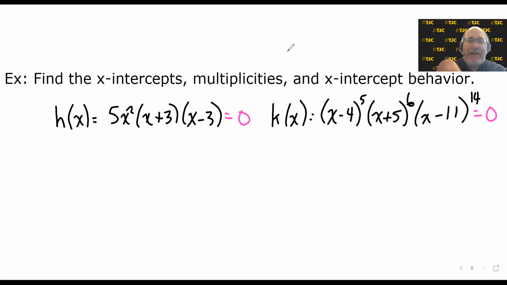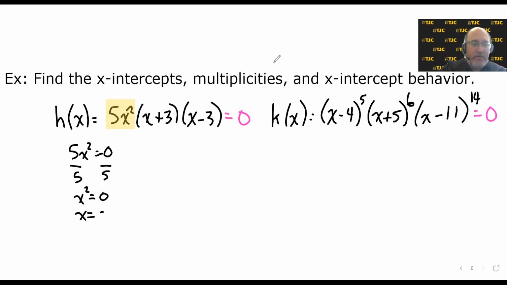When you put a factored function equal to zero, you just have to set each factor equal to zero. For h of x, let's start with 5x squared. We have 5x squared is equal to 0. If we divide by 5, we get x squared is equal to 0. And if we square root both sides, we get x is equal to 0. But what is the multiplicity? I'm just going to put mult for short. The multiplicity is the power on the factor. What's the power on the x? 2. That's even. And when the multiplicity is even, you touch the x-axis.